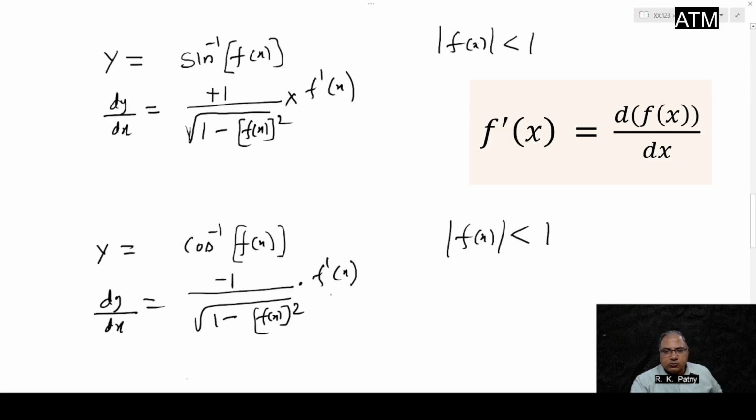Now let us do some problems on these two functions. One is the sin inverse f of x, cos inverse f of x. After that we shall be taking tan inverse and cot inverse. First let us understand how to do the derivative of sin inverse and cos inverse functions.